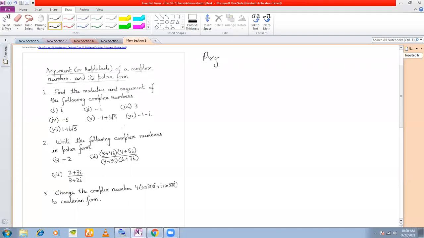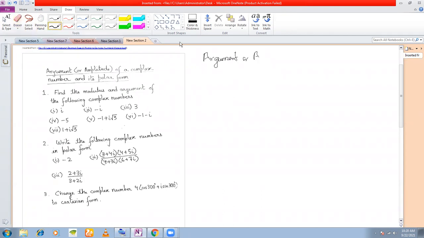Argument, or amplitude. Okay, normally we call it argument. Very rarely we call it amplitude. Actually, there is a very small difference between argument and amplitude. But for your level, you can consider them to be the same. There is a very minor difference between argument and amplitude.